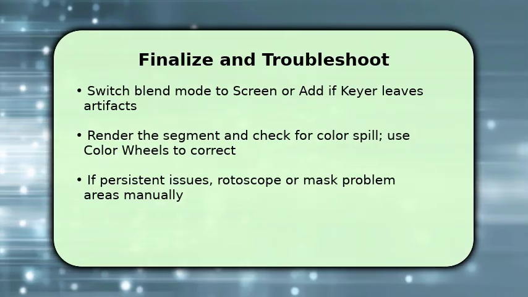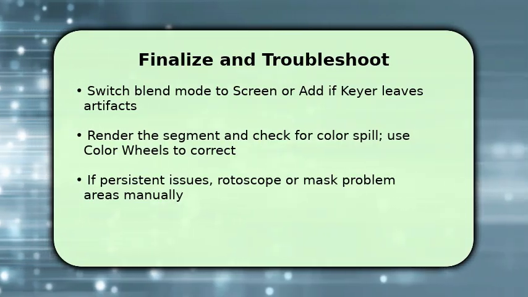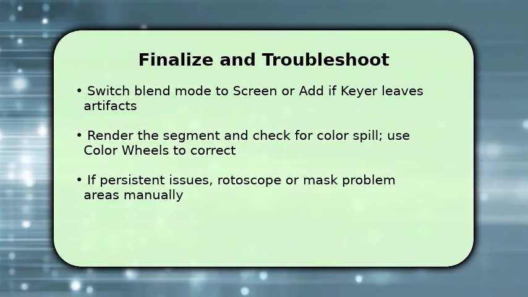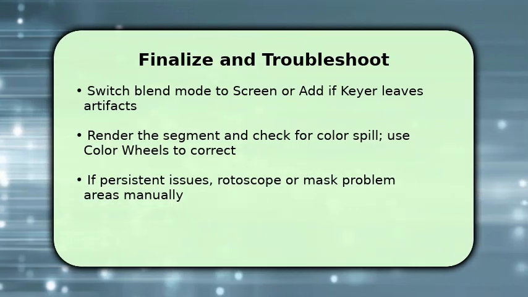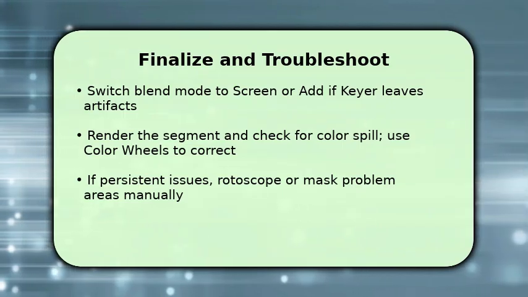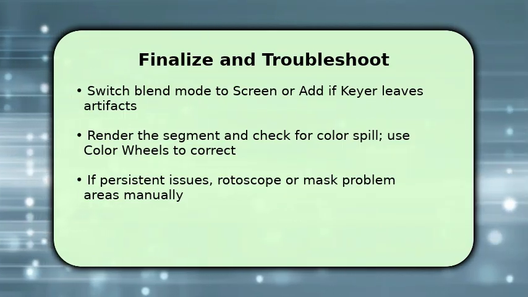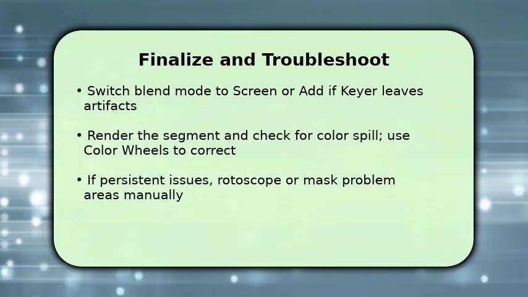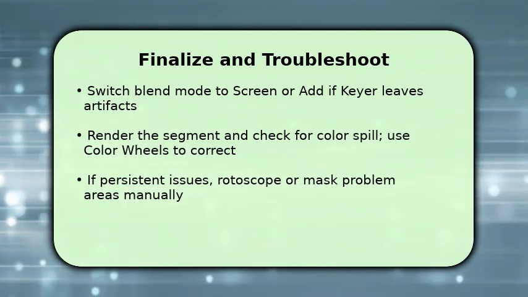Render the section to confirm playback and inspect color spill along edges. Reduce spill with color wheels or hue/saturation adjustments. If the black background still causes artifacts, create a mask around the subject and animate it as needed, or use a secondary keyer for stubborn zones. If nothing helps.